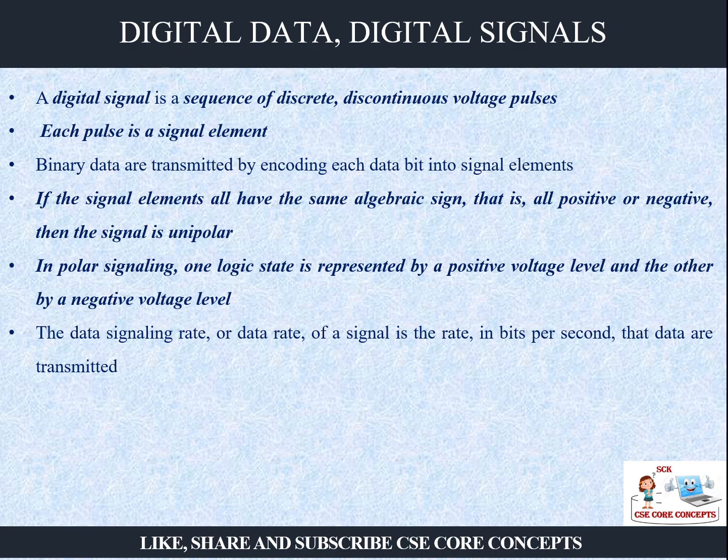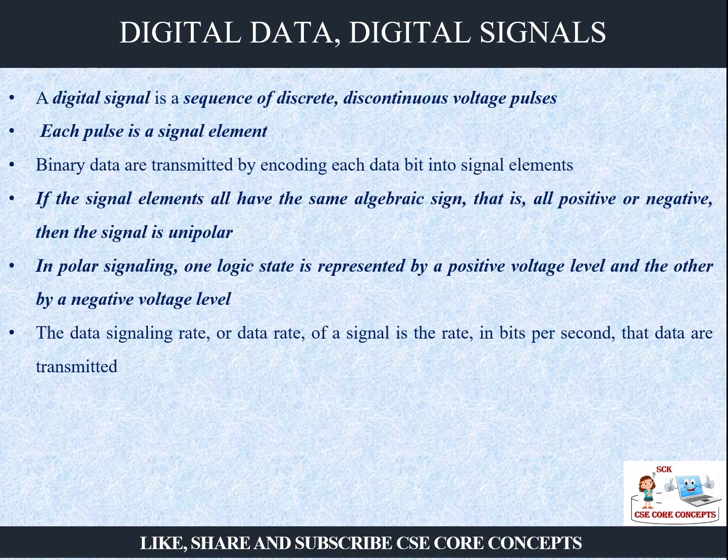So let us get started with the digital data and the digital signals. We have the digital data and that data has to be converted into a digital signal. So basically, what is a digital signal? It is a sequence of discrete values. What do you mean by discrete? It can have value 0 or 1. It cannot have any intermediate values between 0 and 1, like 0.5 or 0.6. And it is discontinuous, not a continuous form. Since it is discrete, obviously it is discontinuous voltage pulses, where each pulse represents a signal element.